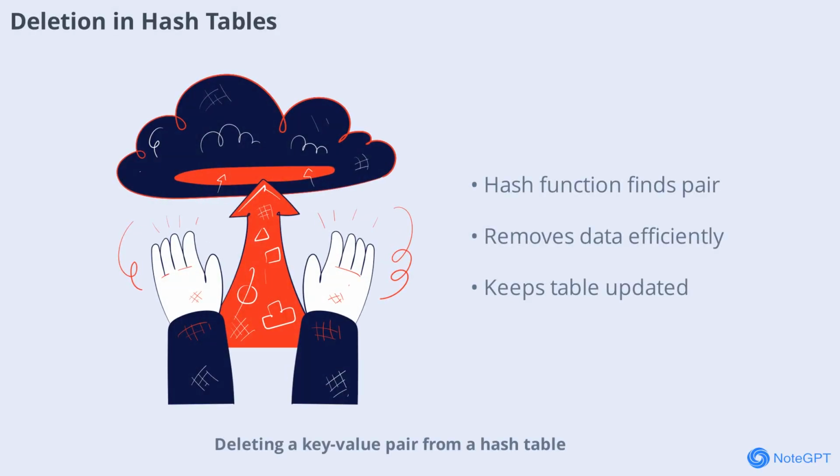Deleting a key-value pair from a hash table is just as efficient as inserting or searching. The hash function finds the index for the key and the pair is removed. If there's a collision, the hash table uses its resolution method to ensure the correct pair is deleted. Deletion is important for keeping the hash table up to date and efficient, especially in applications where data changes frequently.